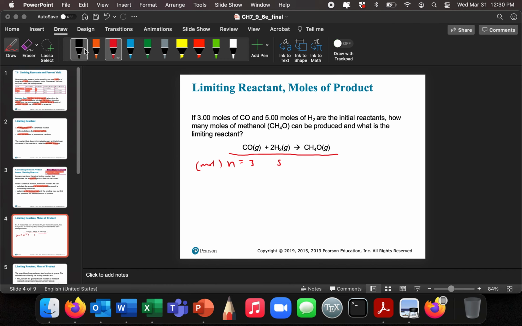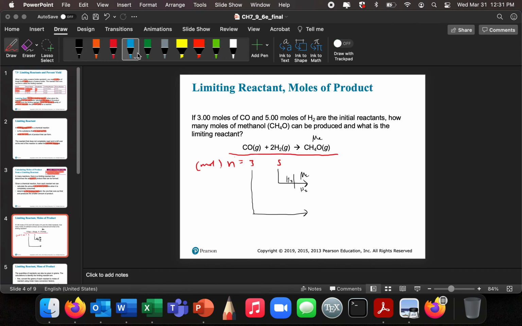So what I'm going to do is set up an arrow like this and an arrow like this. That is, if I can use all of these moles of hydrogen, how much methanol can I make? And if I can use all these moles of carbon monoxide, how much can I make? So this is going to be moles of H2. I'm going to call that methanol, okay?